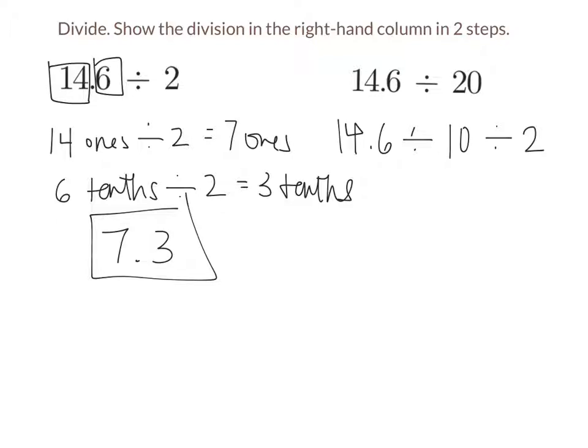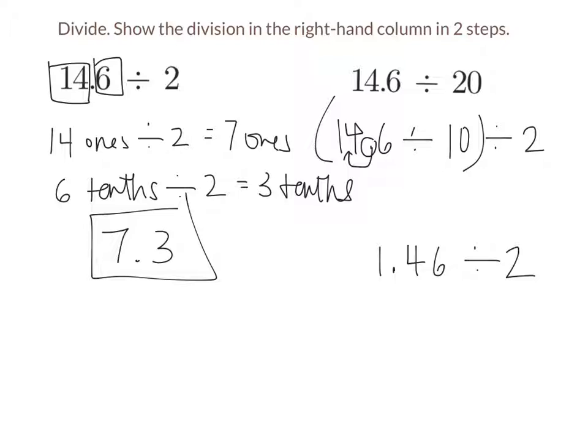Now on the right-hand column, it says to do it in 2 steps. So we've already done the first step. What that means is we can divide 14.6 by 10. We know when we divide by 10, all the digits shift to the right by 1, which effectively also moves the decimal left by 1, right? So 14.6 divided by 10 is 1.46. So our new problem is 1.46 divided by 2.